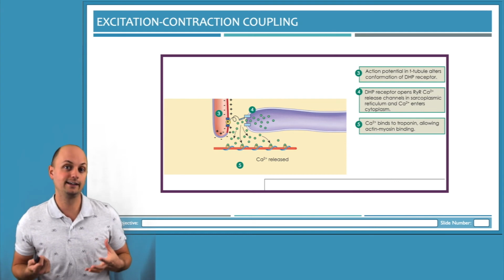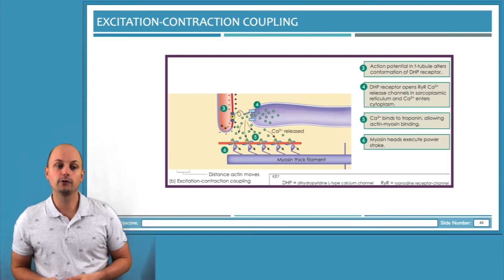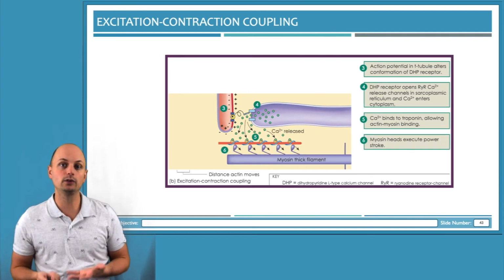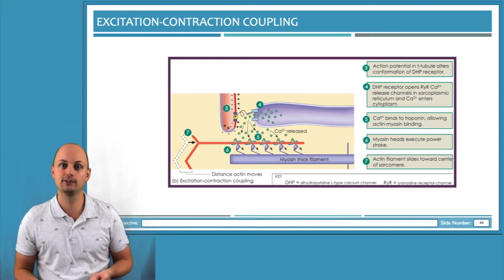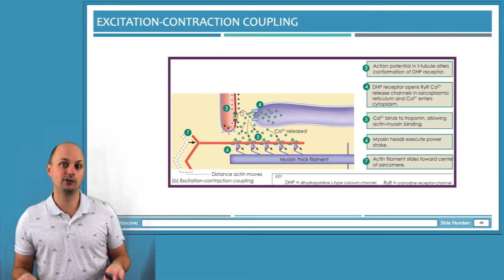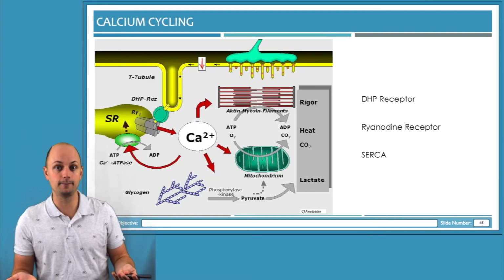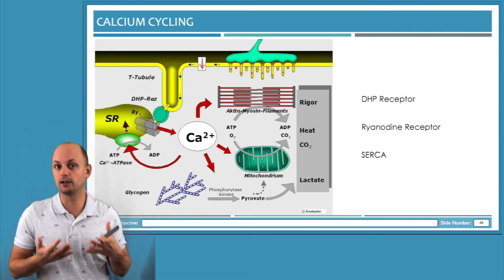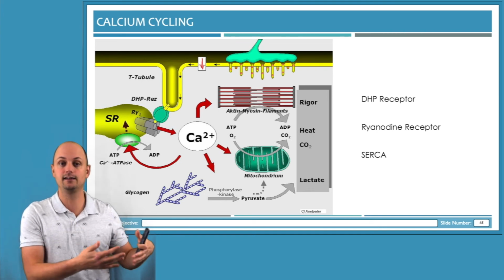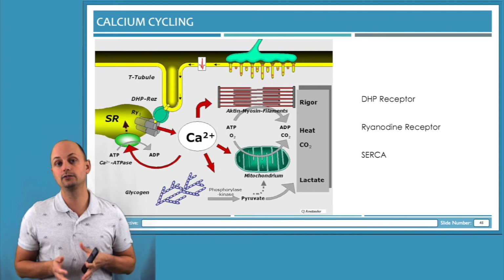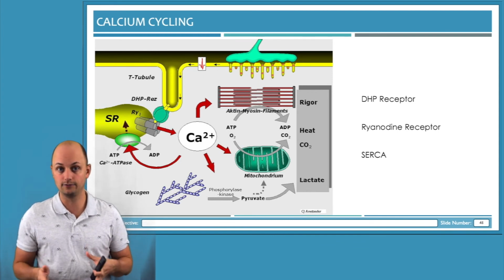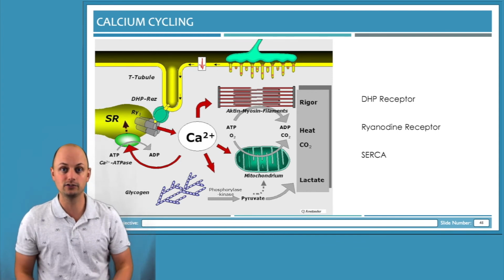Now, contraction is always the goal, but relaxation is equally important. I don't know about you, but I like to use my muscles more than once. So you don't just want to contract your muscles one time. You want to relax so that you can contract them again and again and again. In order for that to happen, calcium has to return to its resting levels. We have to reset the concentration gradient.